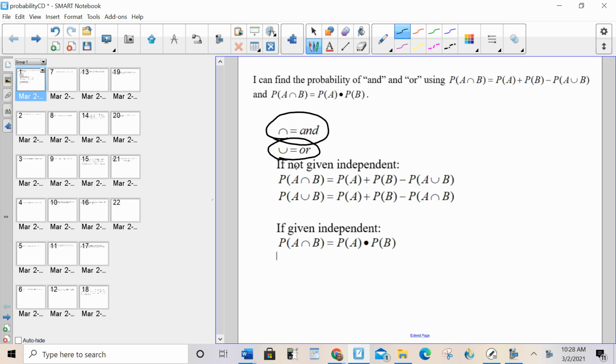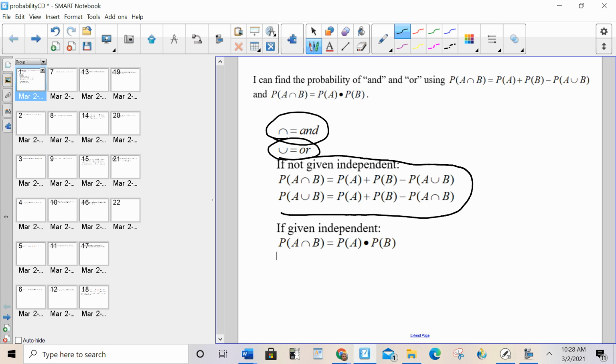So there's three different formulas that we're going to be using today. Two of them are very, very, very similar. If it does not say anything about independence, we're going to use these two. Now these two are exactly the same formula, but when you're finding and, this one's or, and when you're finding or, this one's and. If you're given independent, then we use the and formula that we used in the independence lesson, which is P of A and B equals P of A times P of B. Take a picture of these, take a screenshot, write them down. You're going to refer to this throughout this entire lesson.